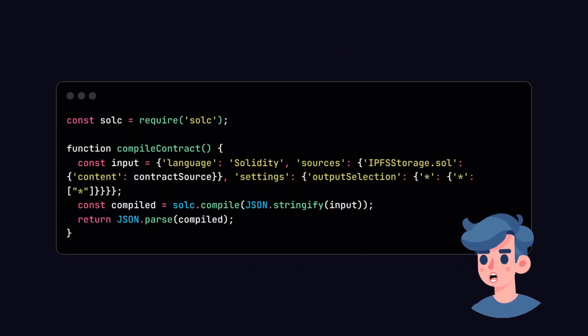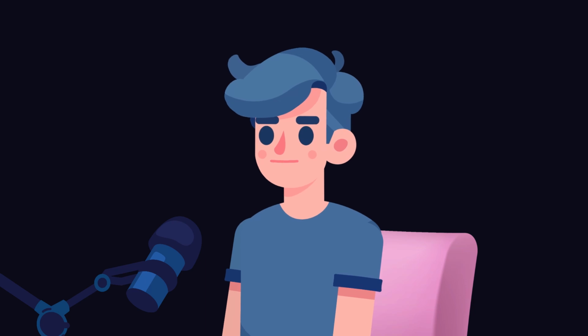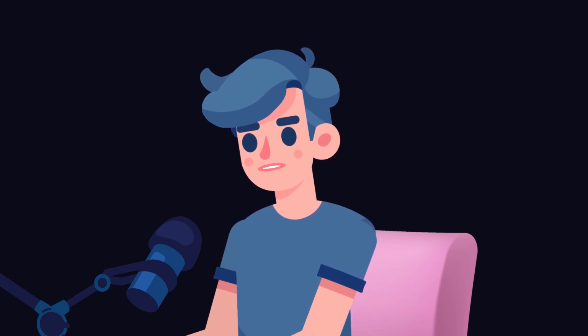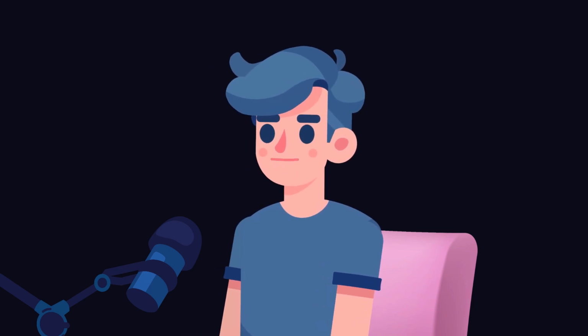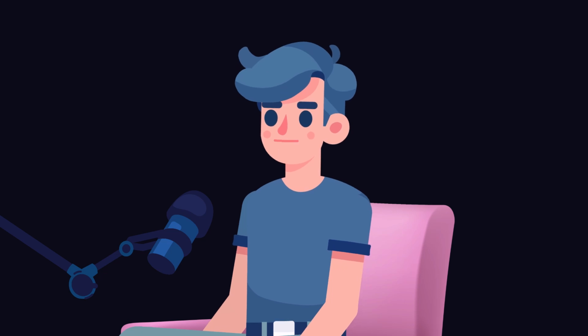Next, we need to compile and deploy our smart contract. For that, let's use the solc package to compile the Solidity code. In the compile contract function, we use the Solidity compiler to compile our smart contract. The compiled contract will give us the ABI and bytecode needed for deployment.